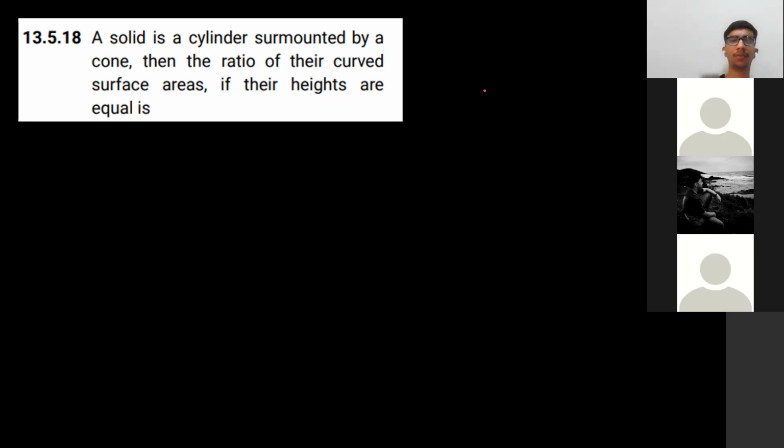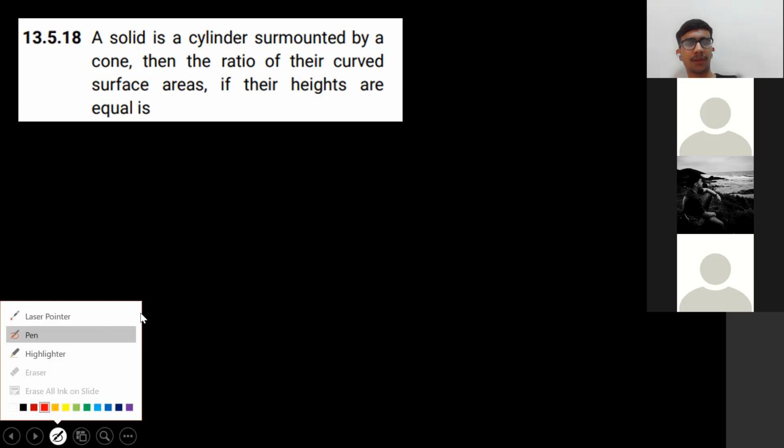Two h by L. Okay, so L is what? Square root of h square plus r square. Yeah, but even if we substitute it that way, h will not get cancelled. Yeah, so that's the final ratio, in terms of h and r. Okay.